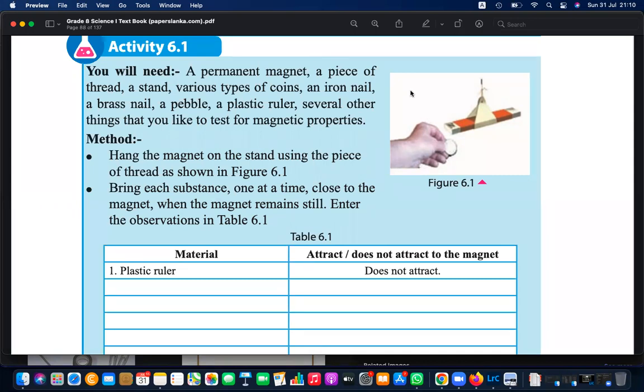Some coins I have seen are attaching to these magnets, but some do not have magnetic properties. Anyway, what you have to do is make this table.